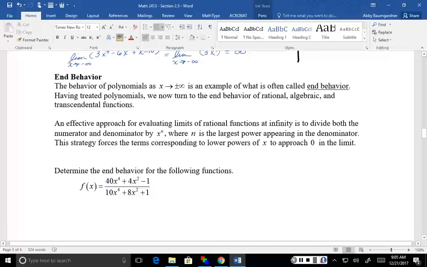Okay. The behavior of polynomials as x approaches infinity and negative infinity is what is often called end behavior. And what we want to figure out now is, we've done it for a polynomial, but we want to figure out what it looks like for rational functions. Remember, those are the ones that are a polynomial over a polynomial. For algebraic functions, like perhaps the square root of something, and transcendental functions, sine of x, or we're not quite there yet, so e to the x, something like that.